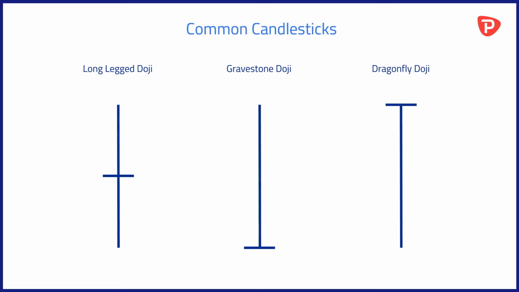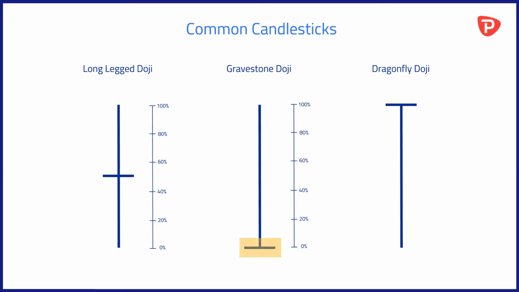Levels are very rarely exact in the markets, so we can use a scale similar to what we used earlier to identify these types of important candles. A long-legged doji can be validated when the open and the close of the candle is between the 40% and 60% levels of the total range of the period. A gravestone doji can be validated when the open and the close of the candle is between 0 and 20% of the bottom of the total range of the period. And finally, a dragonfly doji can be validated when the open and the close of the candle is between the 80% and the 100% of the top of the total range of the period.